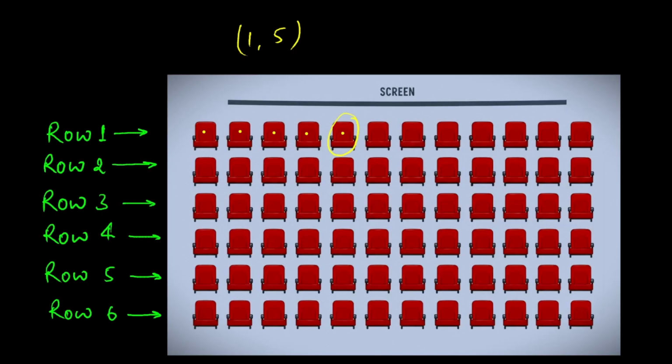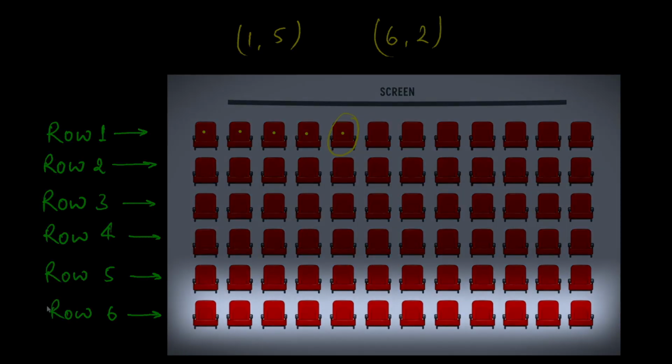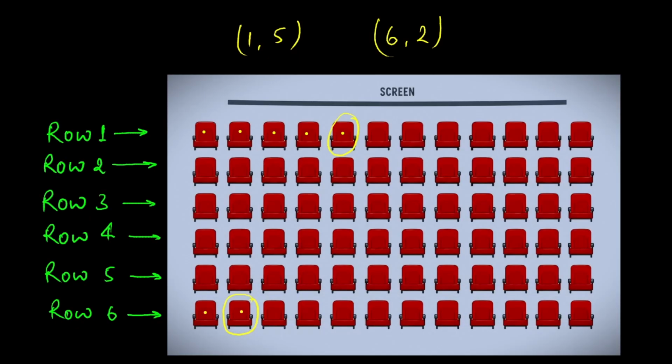Let's try another one. Seat 6, 2. We first move to the 6th row and we count to the second seat. 1, 2. This seat is our 6, 2. Again, it takes only a few seconds. Much easier than searching through each seat number.